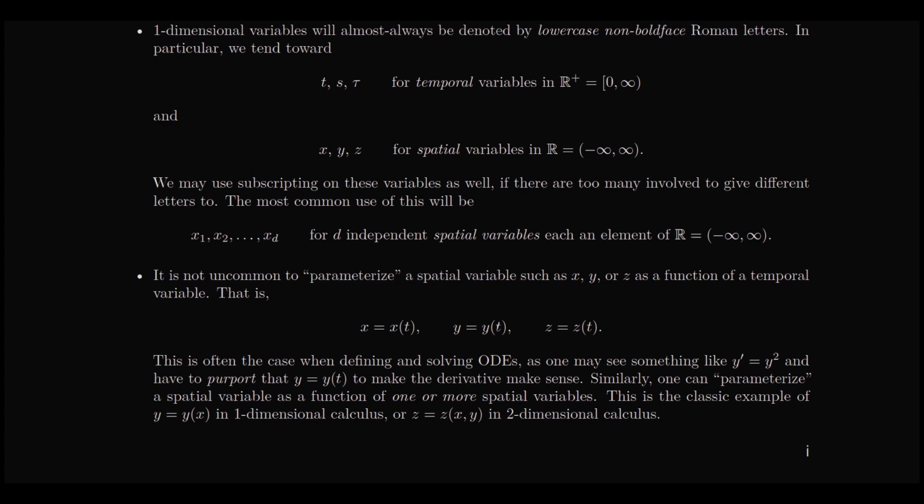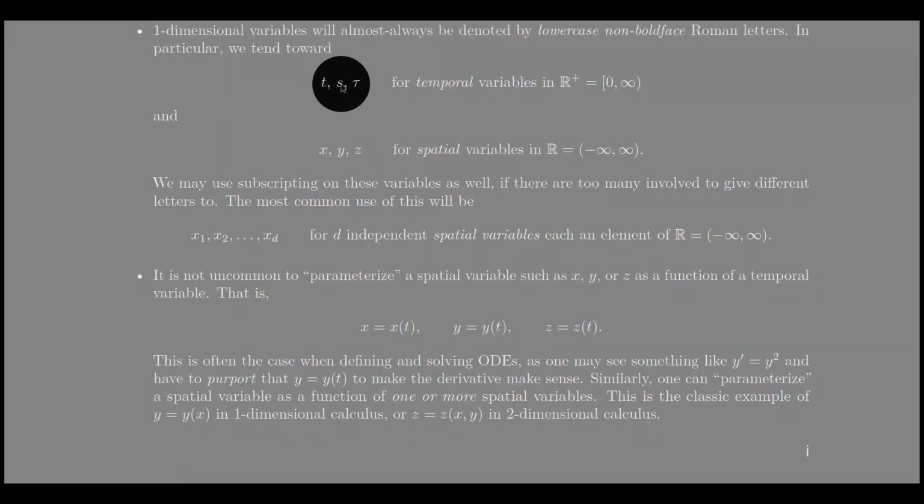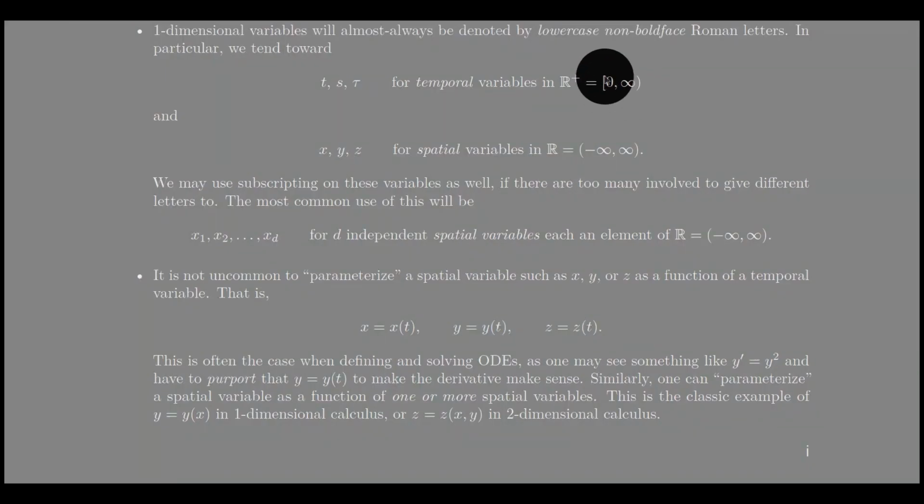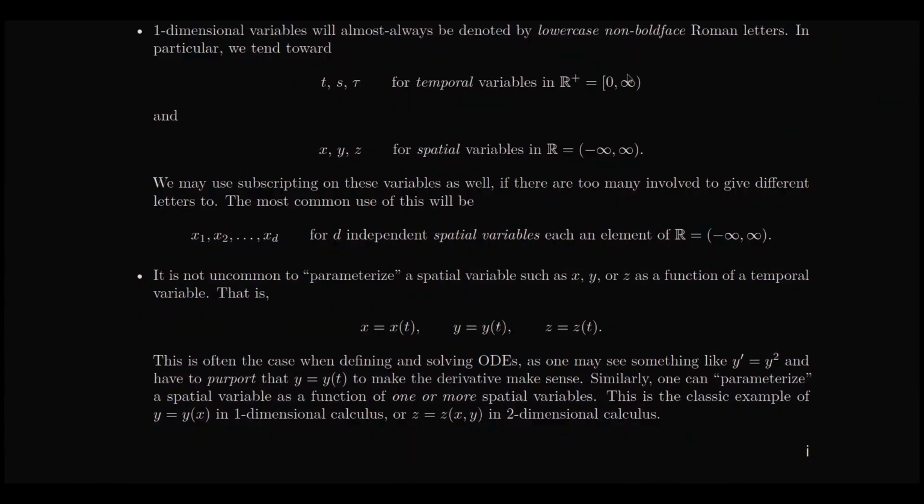So we're just going to start with variables. 90% of my notation is with variables. So we're looking at t, s, and tau. I'm going to reserve these 3 variables for temporal variables in R+. So I use this notation R+, which I define as the right half plane, or the right half line. This is the real line, except we're starting at 0 inclusive and we're ending at positive infinity.